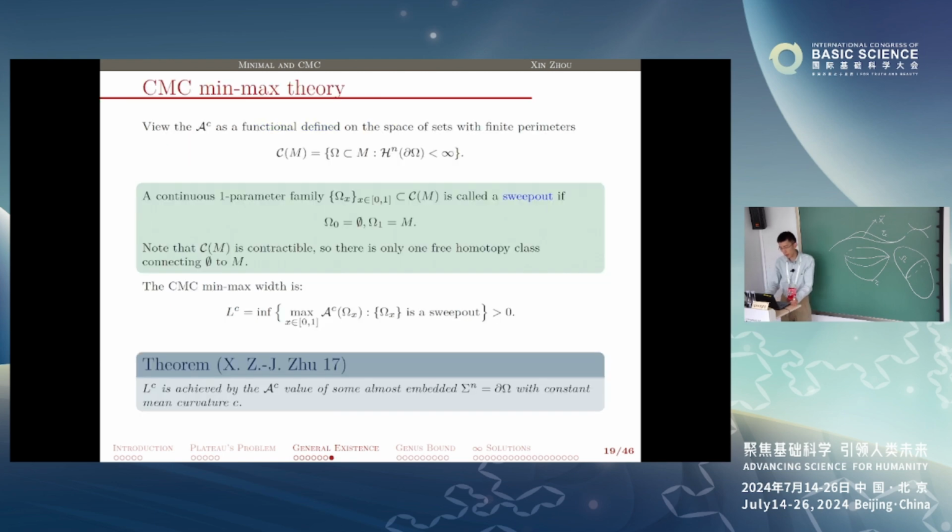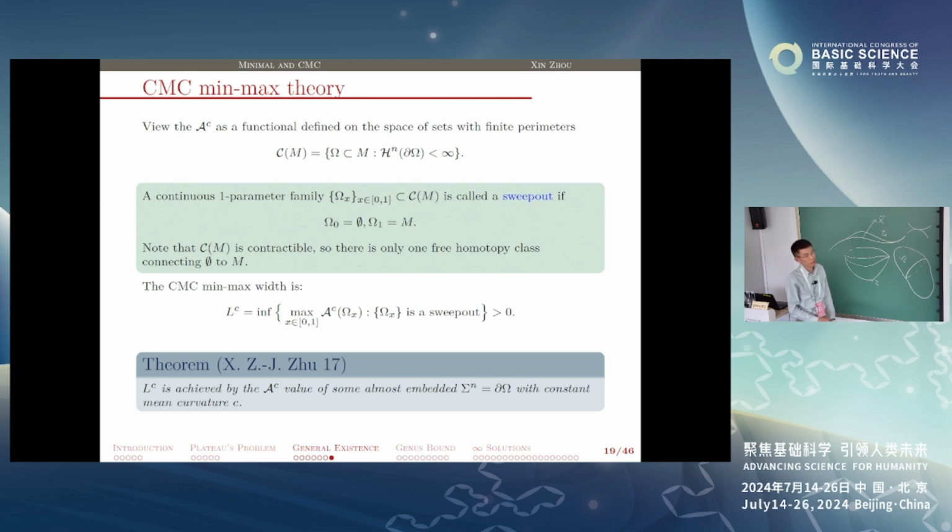So the natural thing to do is to do min-max as in Almgren-Pitts. I motivated this using curves, and this is sort of the same setup. I also need to go back to this concept, so let me just say a few words about it. We work on the space of sets with finite perimeter, namely all subsets of M whose boundary has finite n-dimensional Hausdorff measure.